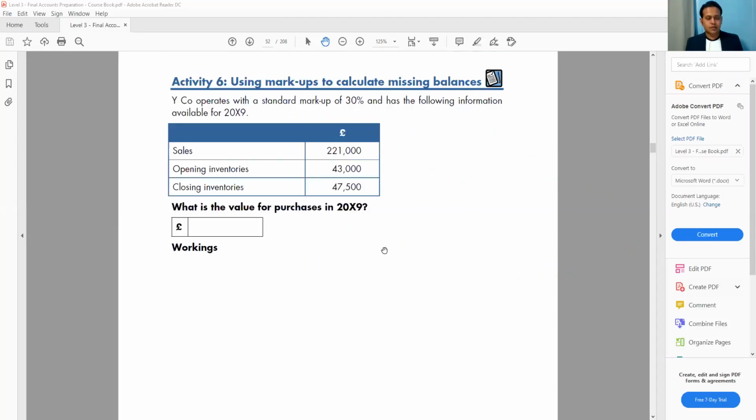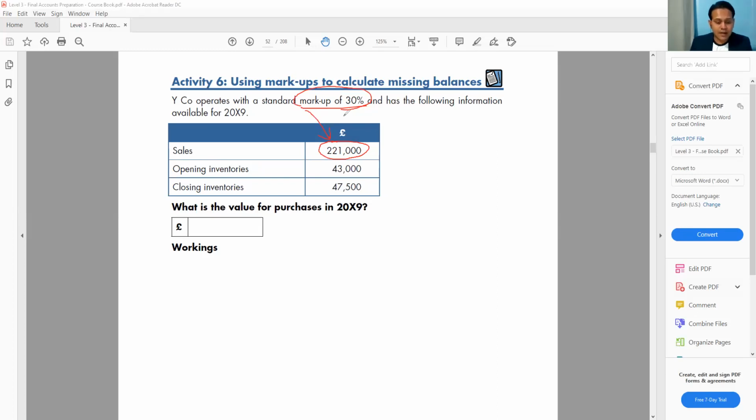Let's have a look at this example. This example is saying, using markup to calculate a missing figure. Now we can see they give us the sale, and they give us the markup. And we know sales cannot be linked with the markup, so we have to change it.